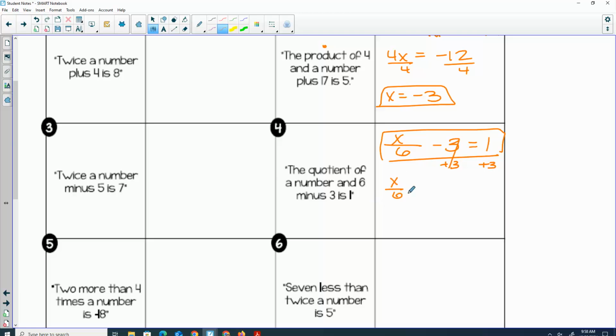X divided by 6 equals 4. How do you get rid of a divided by? Multiply by 6. So we get x equals 20.